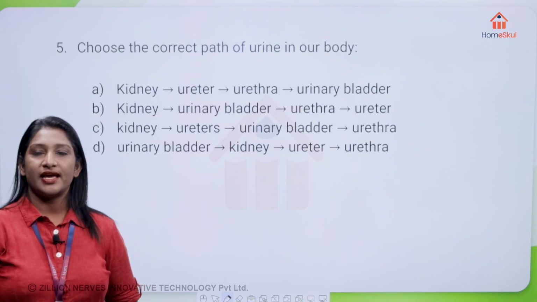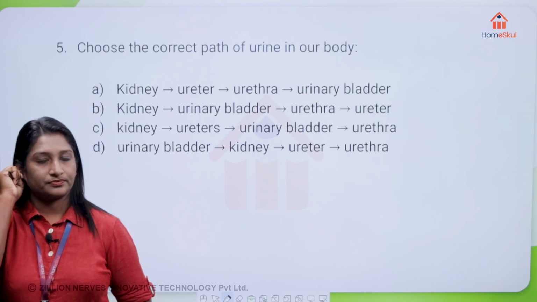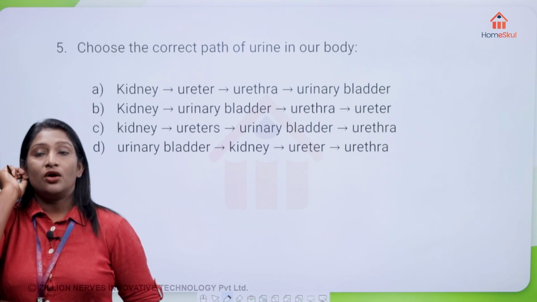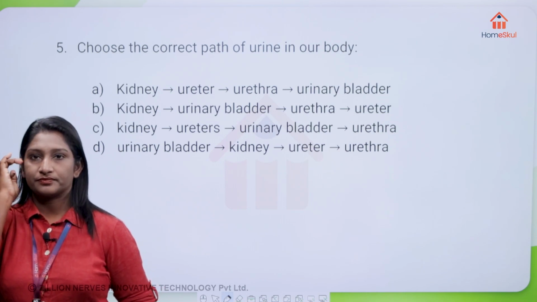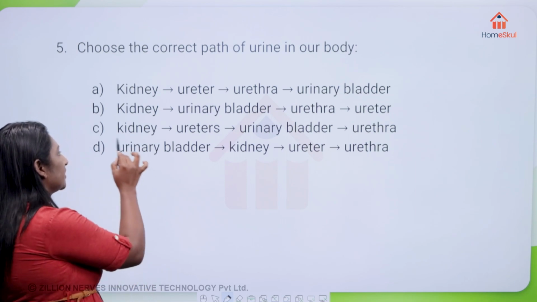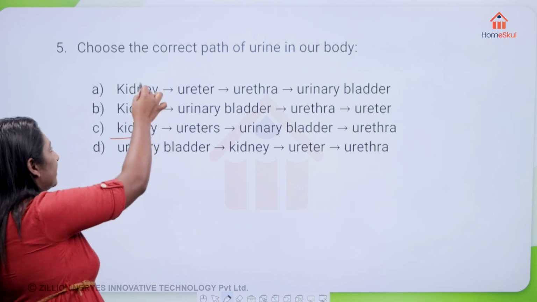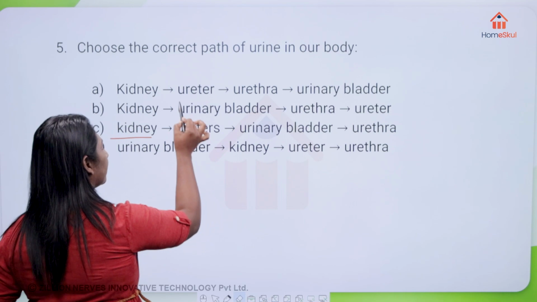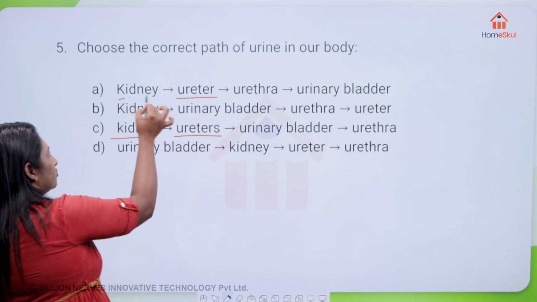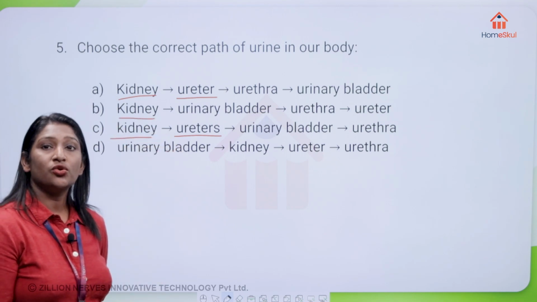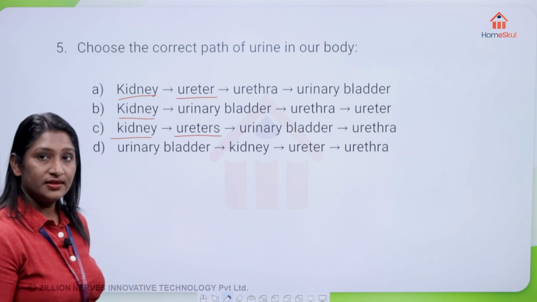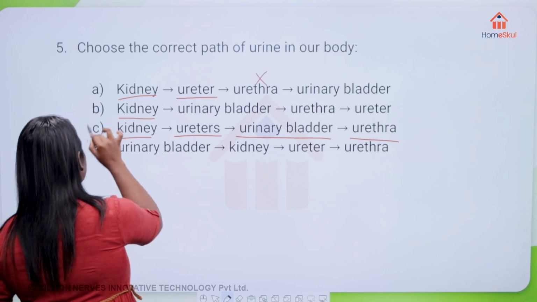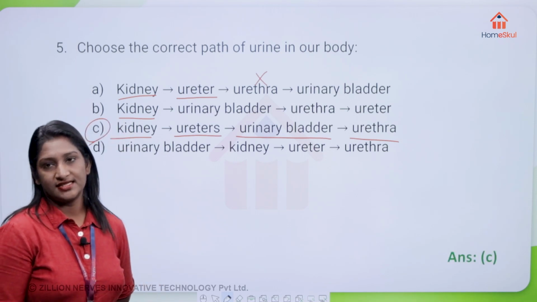Then the last question for this case. Choose the correct path of urine in our body. The correct path of urine: first the site of formation, then the organ of transport, then the organ of storage, then the expelling organ. The site of formation is the kidney. Three options start with kidneys, so 1, 2, 3 can be the answer, but from the kidney it moves to the ureters. Here and here the ureter is given. The first three options have kidneys, then the second part has ureters, and the third part we definitely know is the urinary bladder. And finally the urethra, so it is option C, isn't it? Option C is the answer for this question.